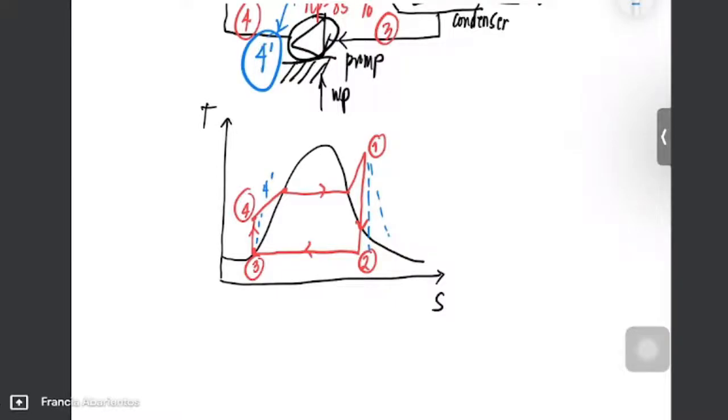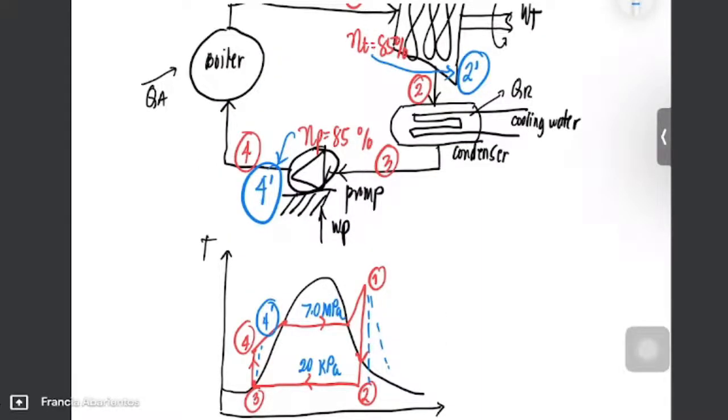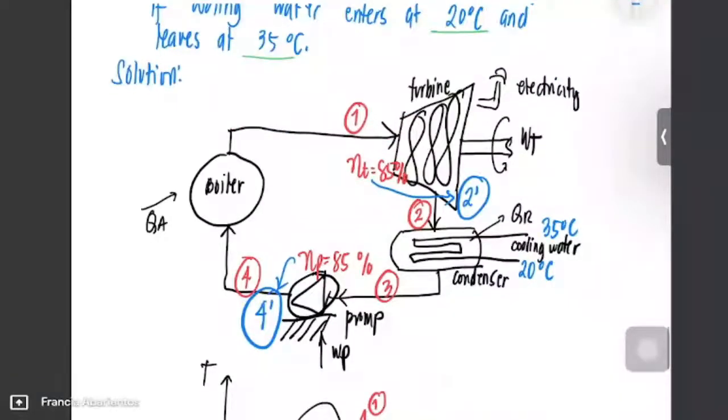Okay? So, we proceed now. Given sa atin yung 7 MPa and the 20 kilopascal. Okay. Ano yung una mong gagawin? We have this. We have also the entering temperature of water. Nakalimutan ko. And the leaving condition. Tama ba? 35. Yan. So, this is the actual Rankine cycle. So, ano yung una mong gagawin?